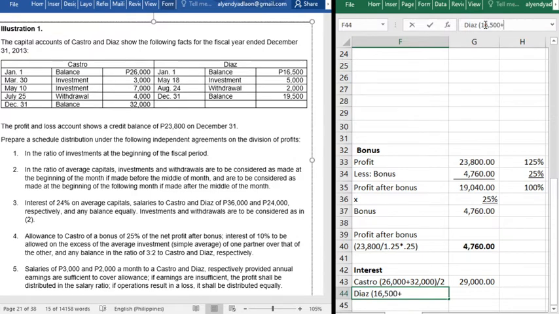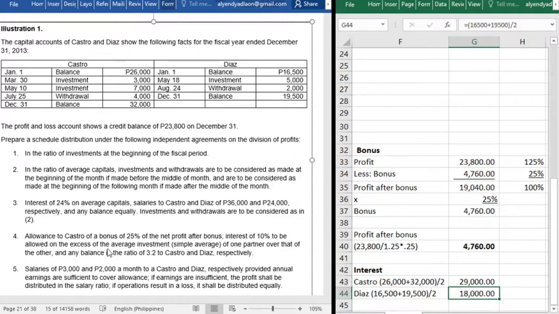While for Diaz, we have 16,500 plus 19,500. Take note, we are gonna get the average, so this should be beginning plus ending divided by 2. I'm just gonna copy this one, then make it a formula. Again, 16,500 plus 19,500 divided by 2. This is 18,000. Alright. So the average capital of Castro based on simple average is 29. For Diaz, that is 18,000.